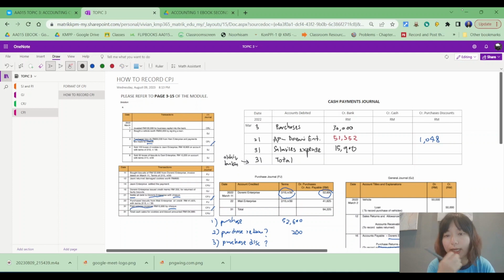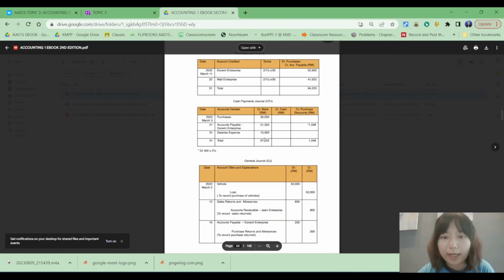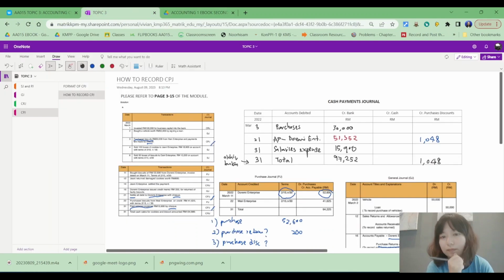Okay, lepas tu what we do next is to sum up the figures for all of these 3 columns. So obviously cash, there's none, so just leave it blank, tak ya. So for purchases discount, kita ada satu saja. So kita pun salin balik sajalah, 1,048 ringgit. Dan juga untuk bank, okay, kita ada 3, so we need to sum them up. Okay, and you should be able to get 97252. Okay, so itu sahaja. CPJ kita telah lengkap.